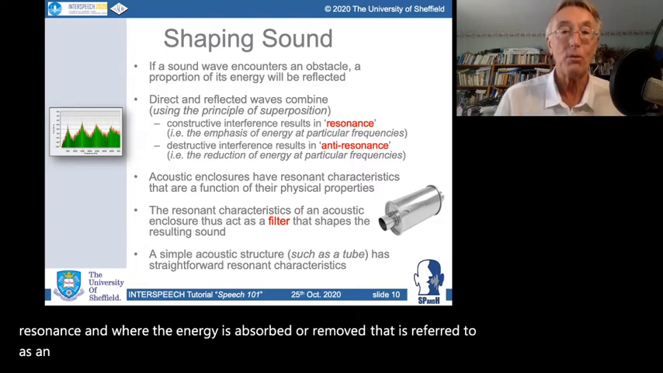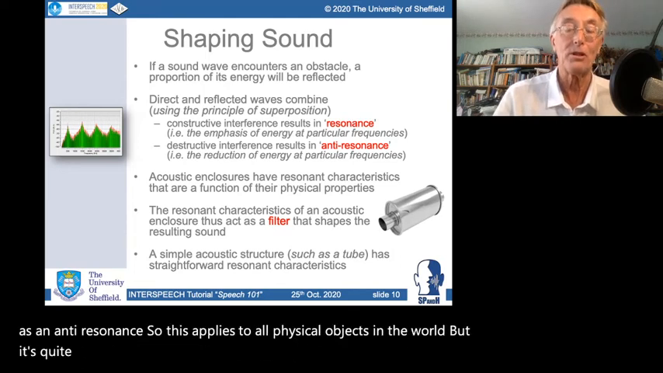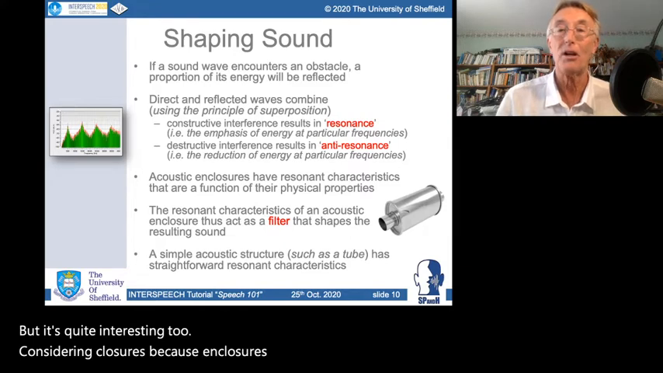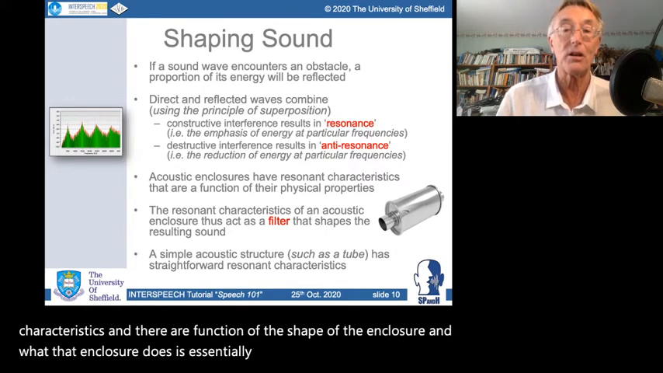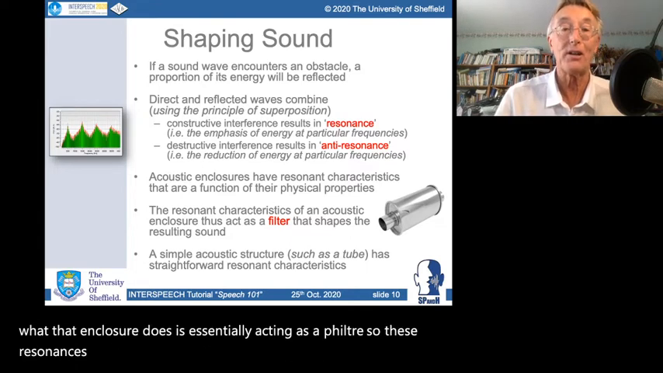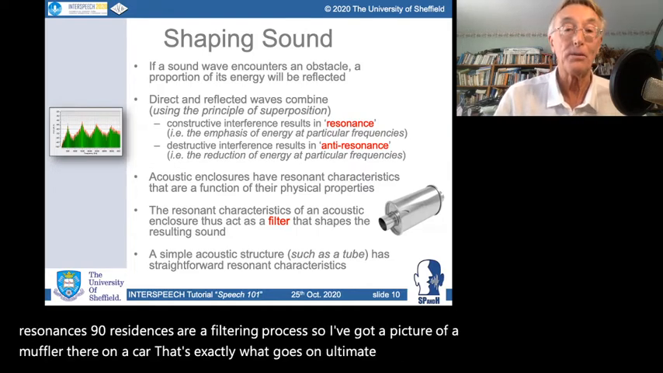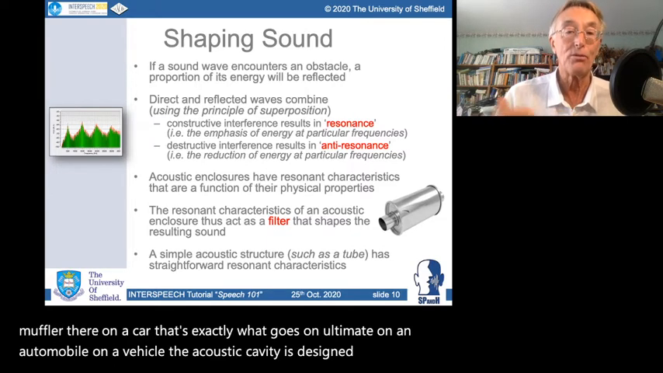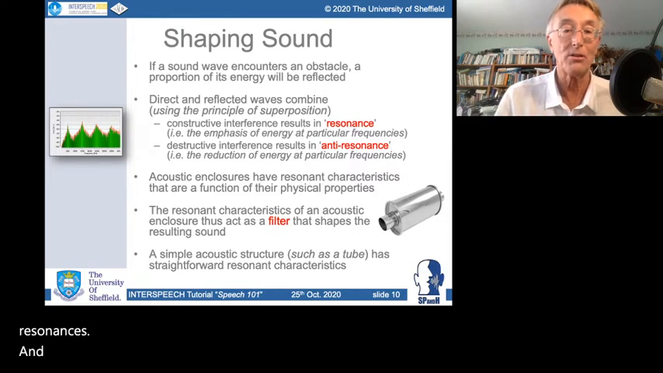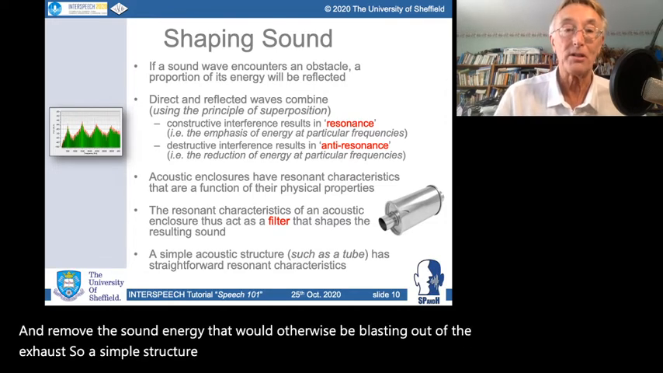So this applies to all physical objects in the world, but it's quite interesting to consider enclosures, because enclosures have some interesting resonant characteristics, and they're a function of the shape of the enclosure. And what that enclosure does is essentially act as a filter. So these resonances and anti-resonances are a filtering process. I've got a picture of a muffler there on a car. That's exactly what goes on in an automobile, on a vehicle. The acoustic cavity is designed to provide anti-resonances and remove the sound energy that would otherwise be blasting out of the exhaust. So a simple structure, like a tube, has very simple resonant characteristics.